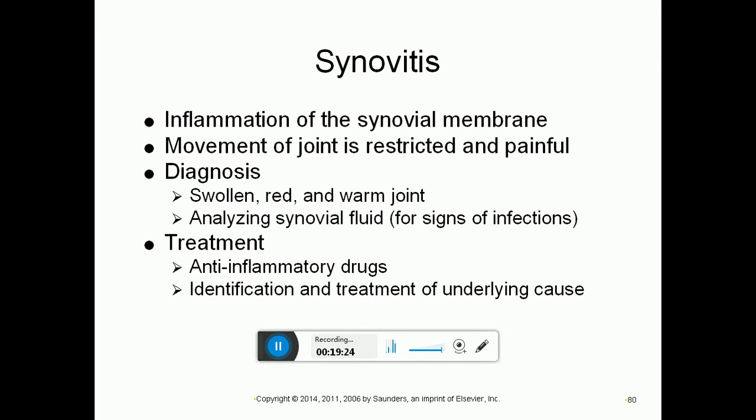Treatment of synovitis is anti-inflammatory medication. If there's any underlying cause like repetitive movement, you want to identify it and then try to treat that underlying cause.